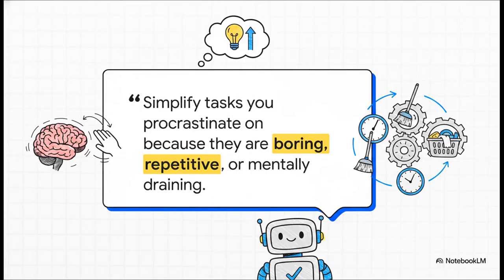I absolutely love this quote from our source material. AI can help simplify tasks you procrastinate on because they are boring, repetitive, or mentally draining. Handing over that mental load, all that boring, repetitive stuff, is exactly why this technology is an absolute game changer for busy households and everyday people.